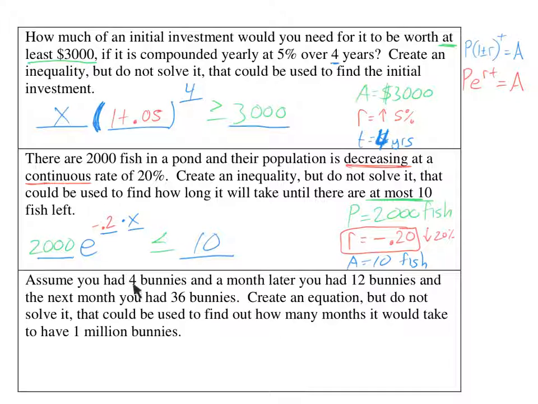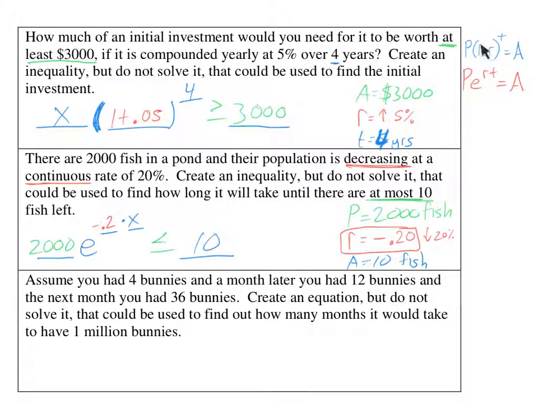For this next one, assume you have 4 bunnies, and a month later you had 12 bunnies, and the next month you have 36 bunnies. Create an equation but do not solve it, that would be used to find out how many months it would take to have 1 million bunnies. Now, bunnies can multiply quickly. This one's a little bit harder.